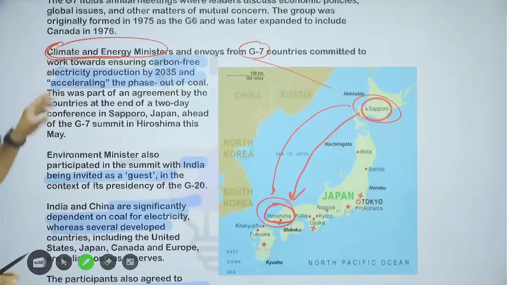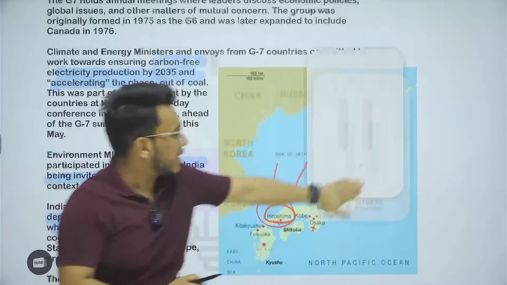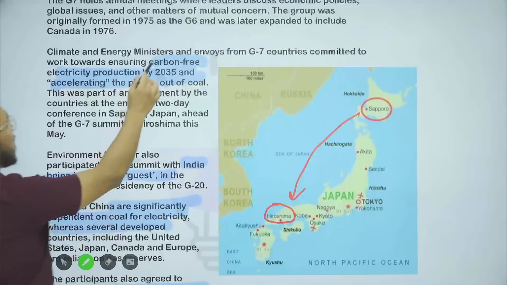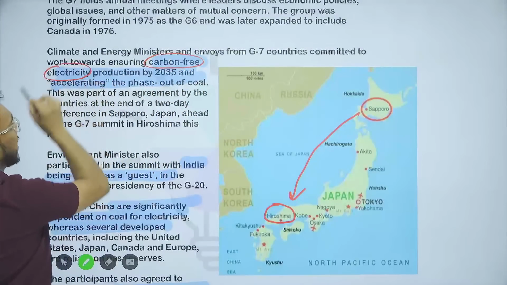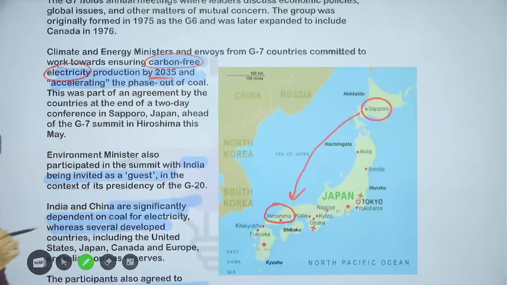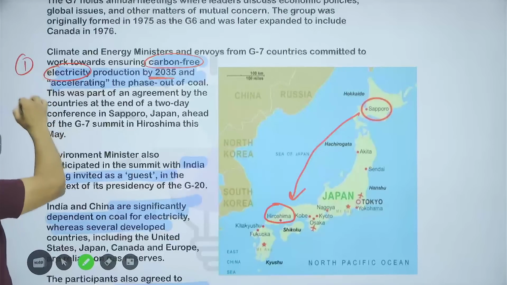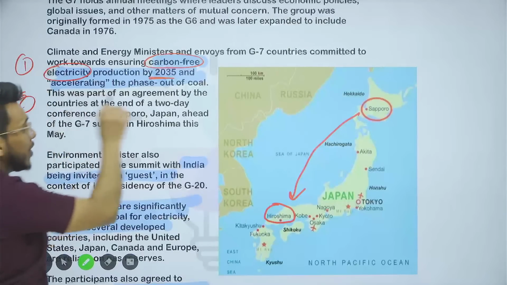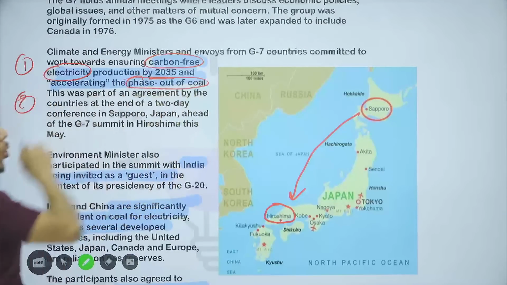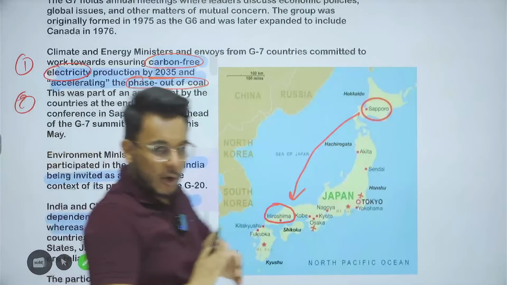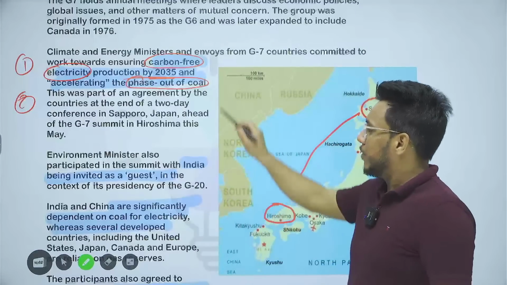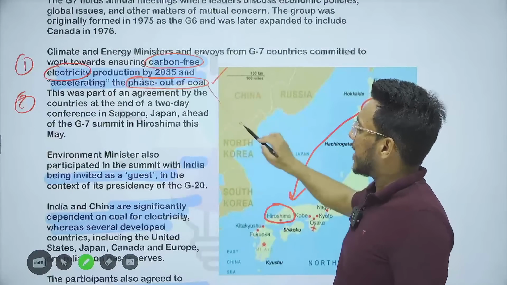So what has happened in this climate and energy ministers meet? Here the G7 countries have committed, number one, that we will try to ensure carbon-free electricity by 2035. And the second goal that they have taken is that they will try to accelerate the phase-out of coal. Now, there are two terminologies that I want to explain to you before moving on. One is phase out and the other is phase down.